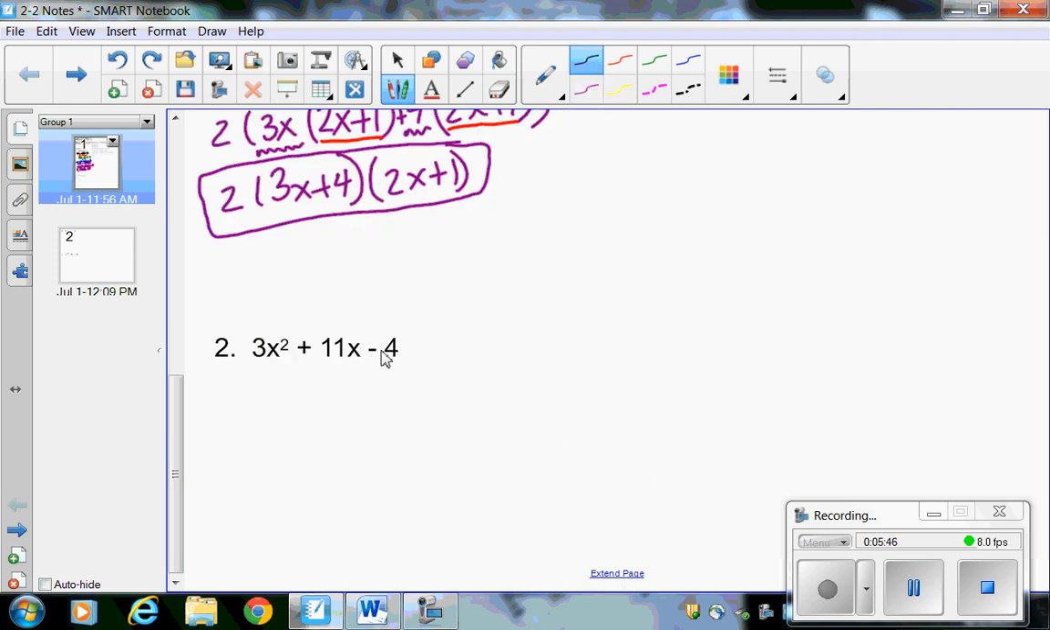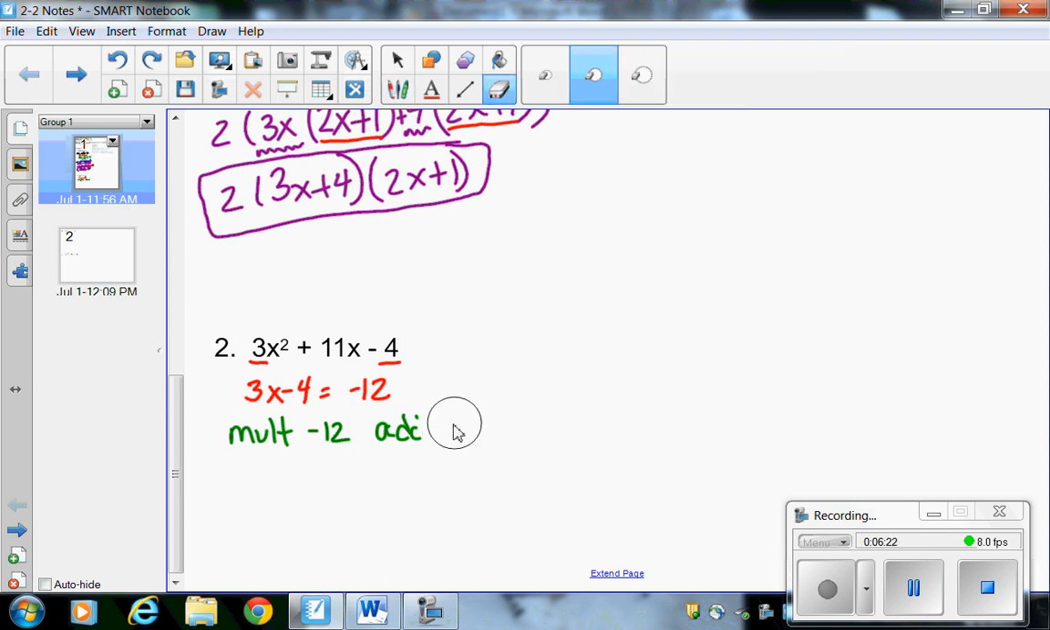So first question, is there a greatest common factor between 3x squared, 11x, and 4? And our answer is no. So we move on to step 2, which means to multiply our a and our c. So 3 times negative 4 is negative 12. Step 3 says to find two numbers that multiply to be negative 12 and add to be, I'm sorry, not negative 4, your b, which is 11.